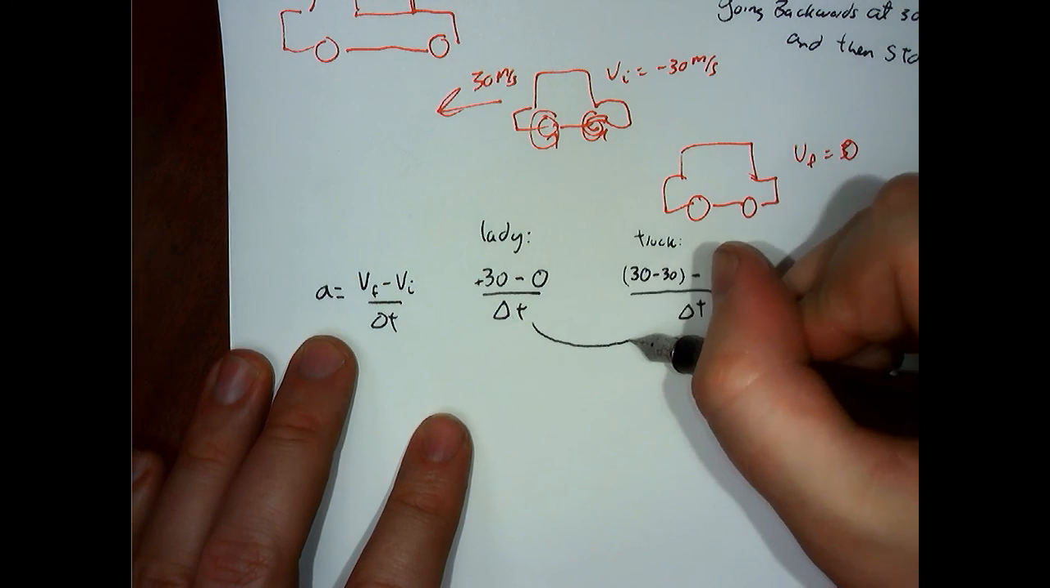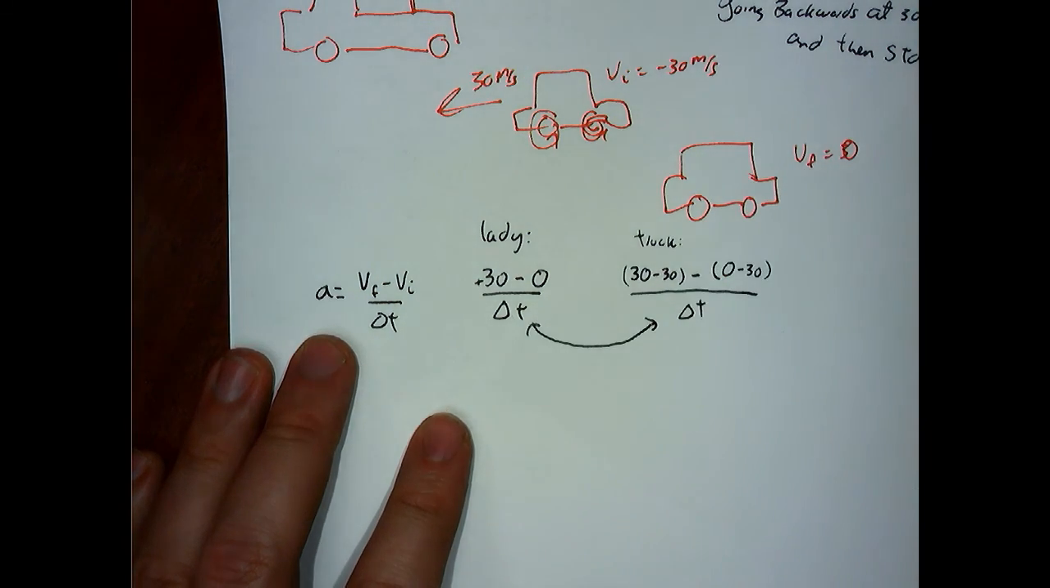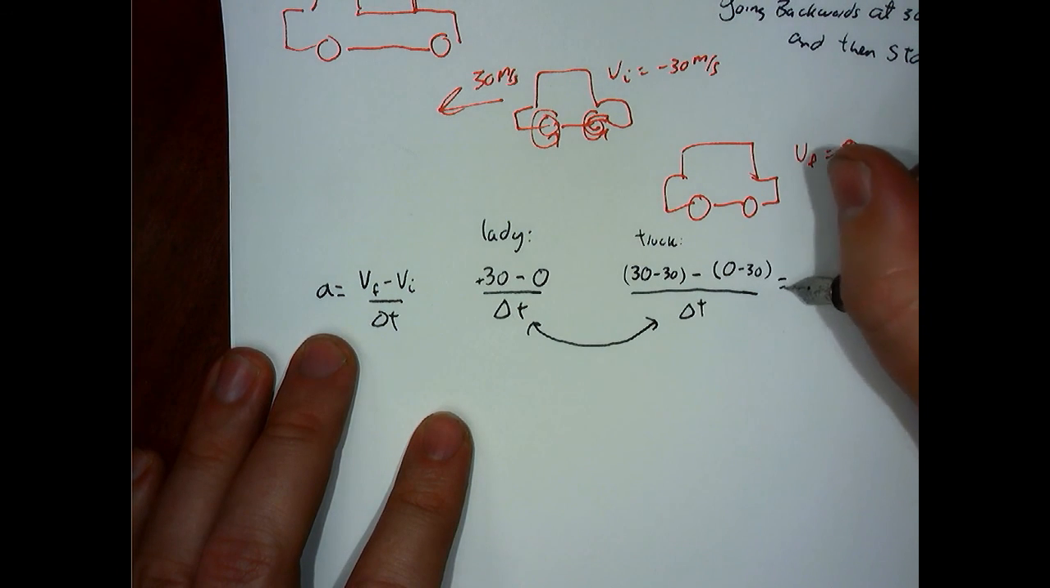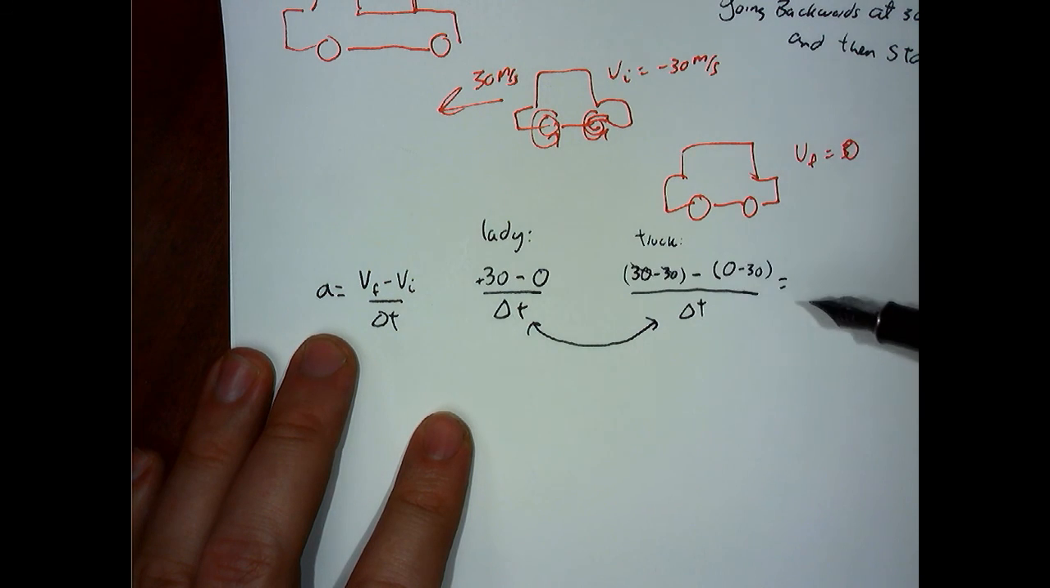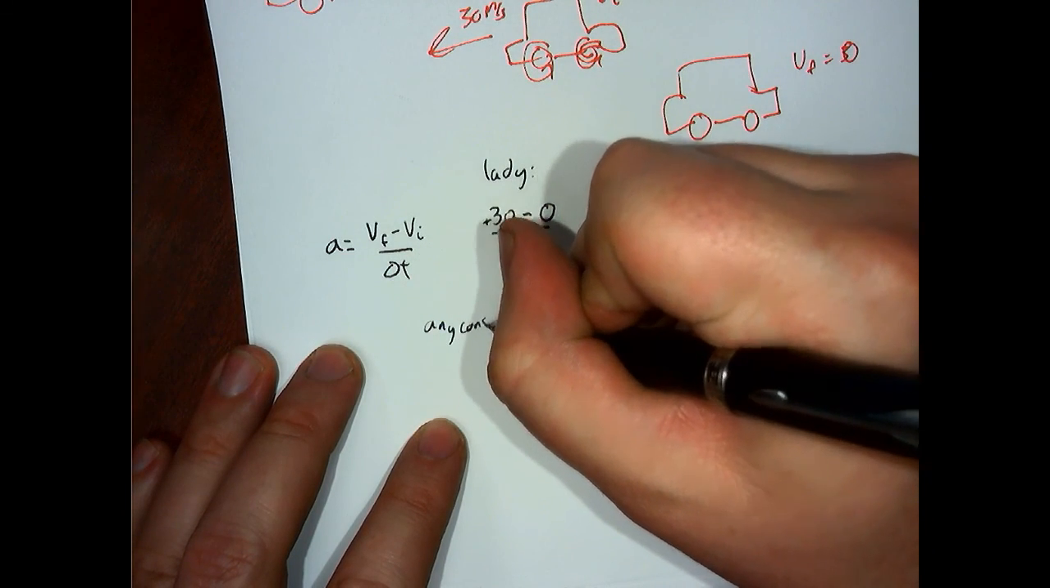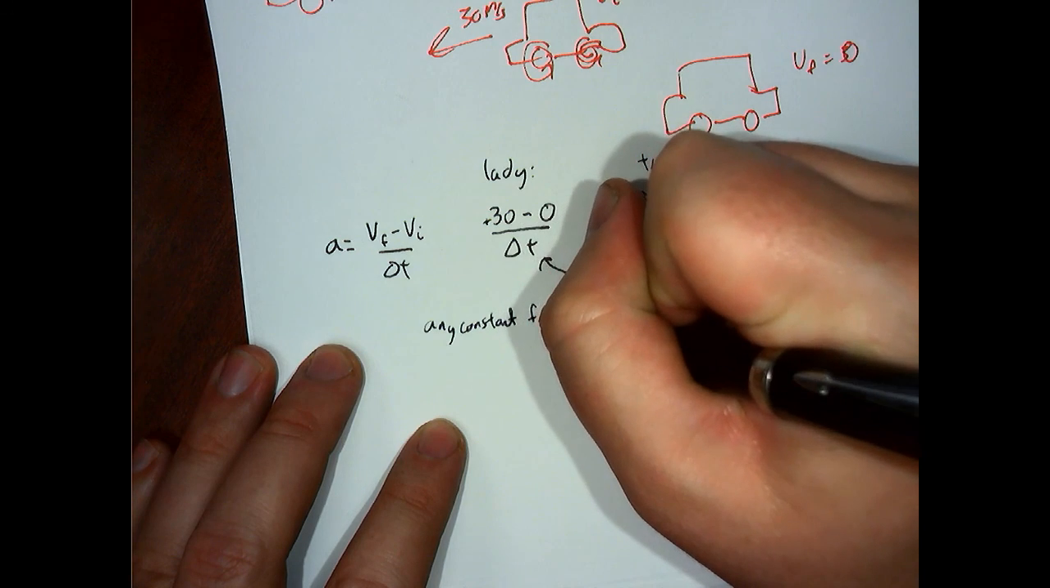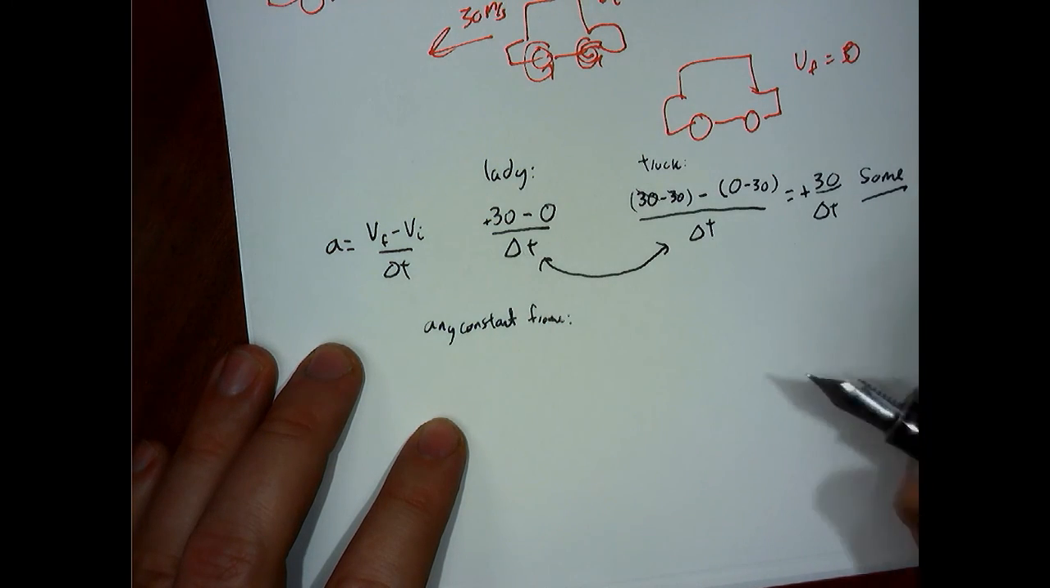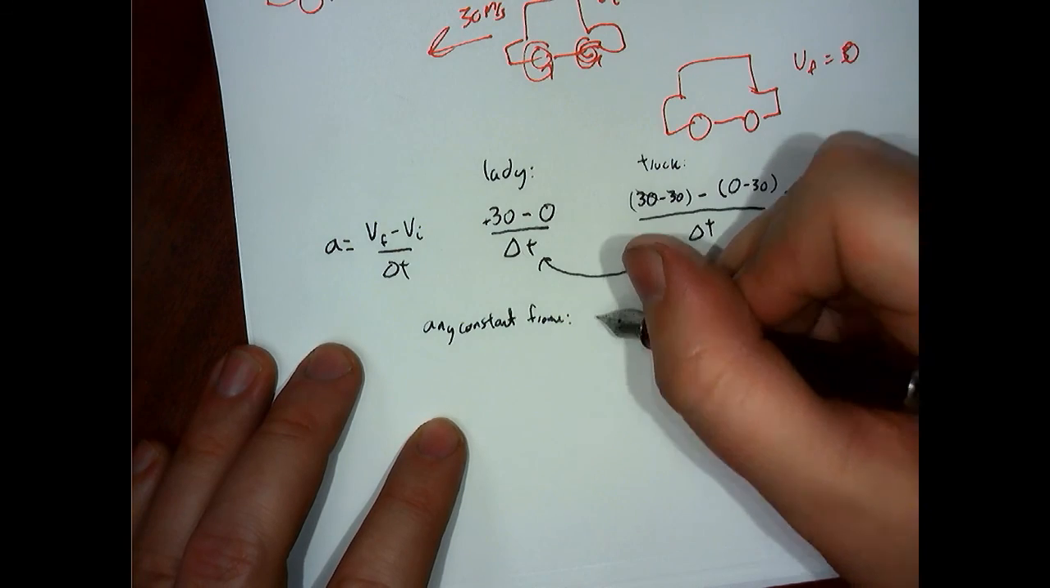You note that the truck and the lady both see the same amount of time pass as the motion changes. So the truck's velocity cancels, and this becomes 30 over delta T. It's going to be the same acceleration. Both of them are going to see the same acceleration. And this is true for any constant frame. You'll see the same acceleration in every inertial frame, constant velocity.